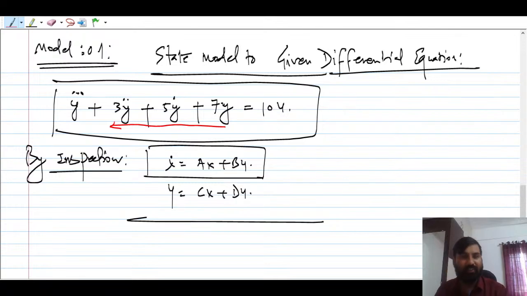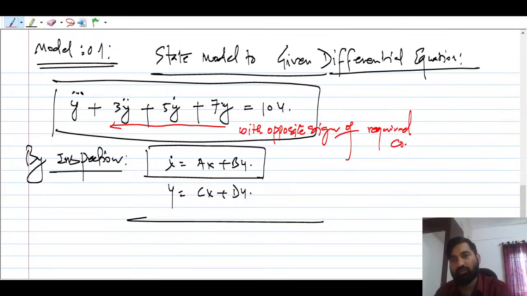You see what you have to do. You have to take the coefficient of each y term and take the opposite sign of that, the opposite sign of the required coefficient. Understood? Please remember, this is very important.